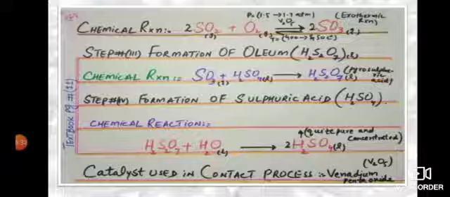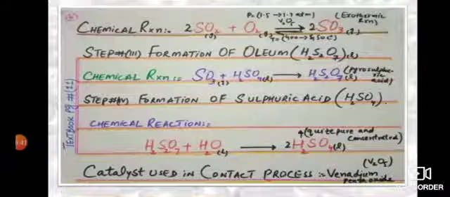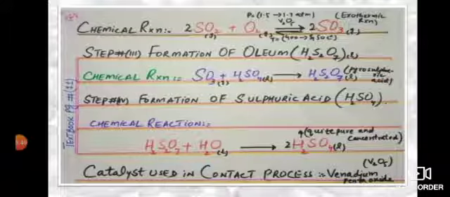Now step number 4 is the formation of sulfuric acid. In the fourth step, this oleum is treated with water. The water comes from above in the form of a shower or in the form of mist, as you will observe in the video now. It results in the formation of sulfuric acid. The sulfuric acid which is obtained is quite pure and very concentrated.